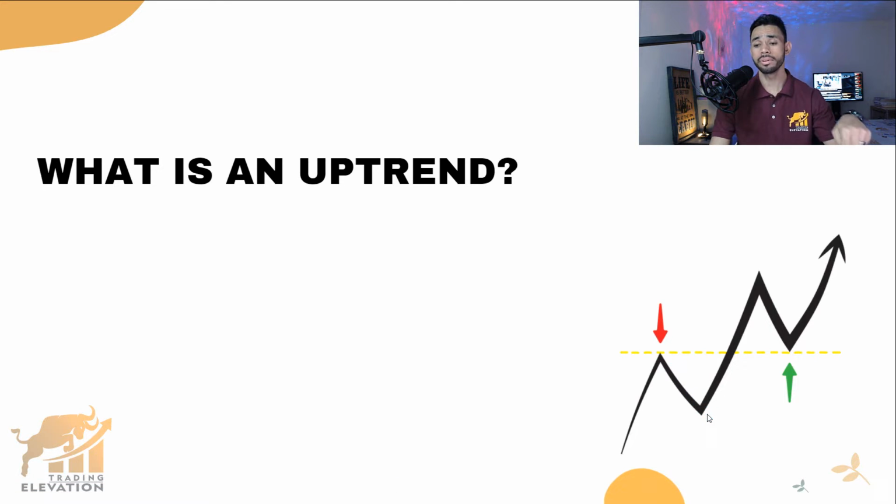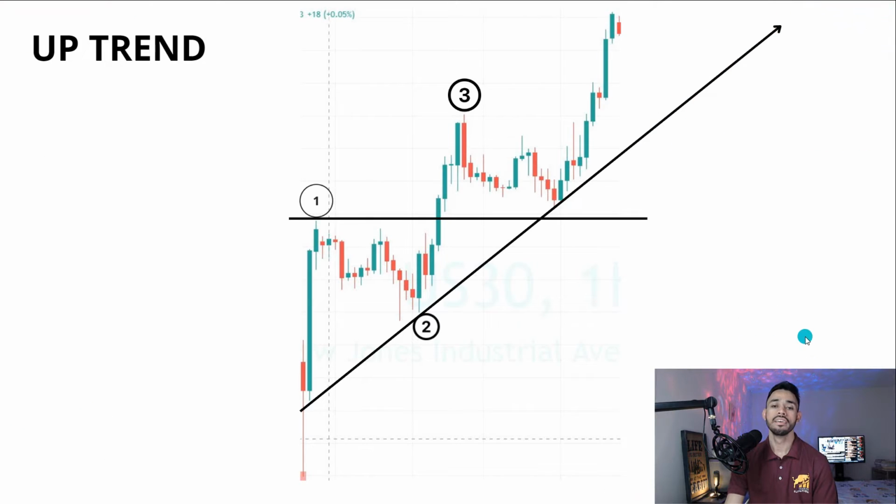It's higher than the previous one. The next high is higher than the previous one. The next low is higher than the previous low. And it continues in that direction. In an uptrend, the market is making higher highs and higher lows. Is that clear? I think that was very simple. So let's have a look at an example of an uptrend.